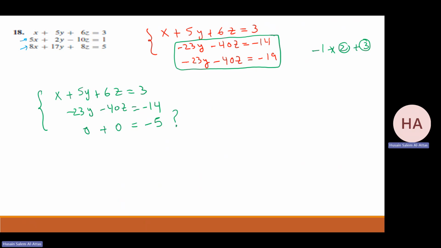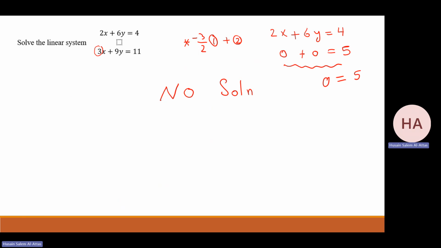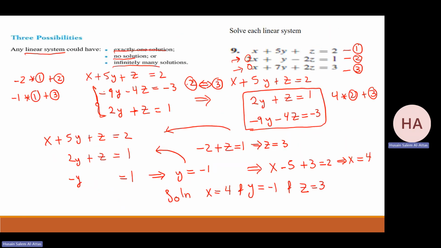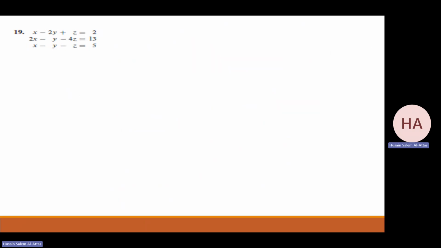Impossible that 0 equals minus 5. Like what happened in the previous case, so I have a conflict. Right away, that means we have no solution. What's the meaning of that? There is no way I can find 3 values x, y, z such that these values satisfy all of the 3 equations. Okay, let me move to the next one.